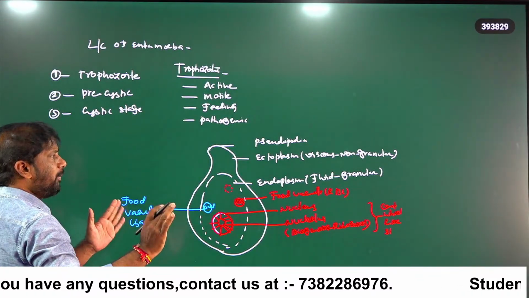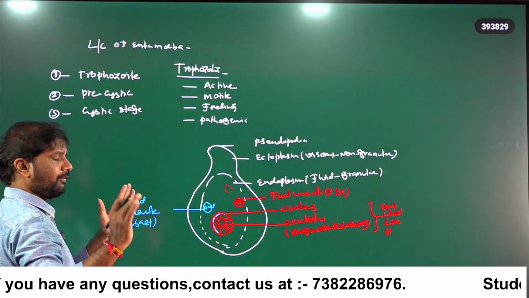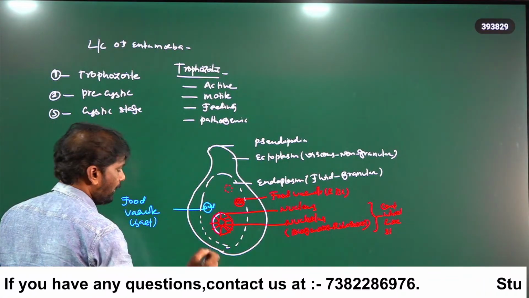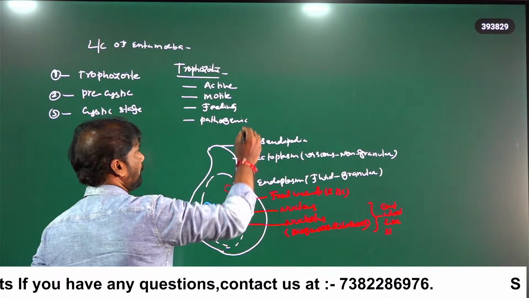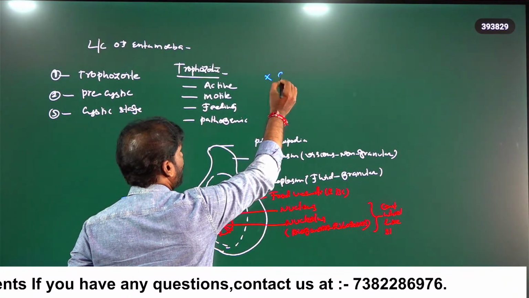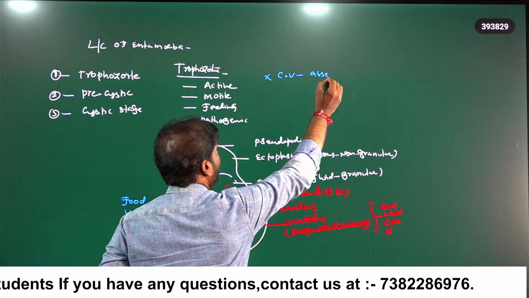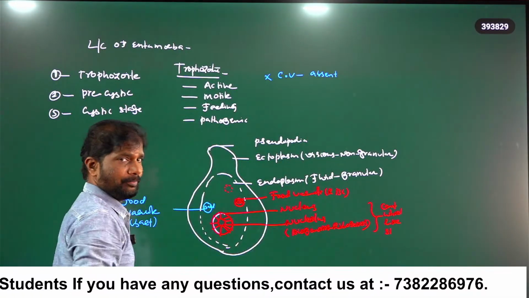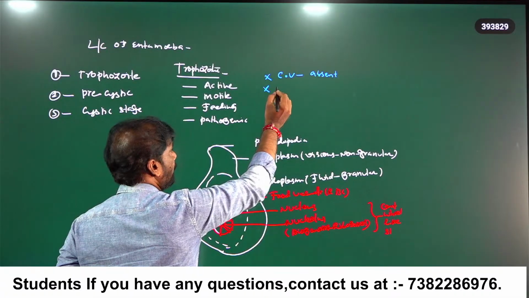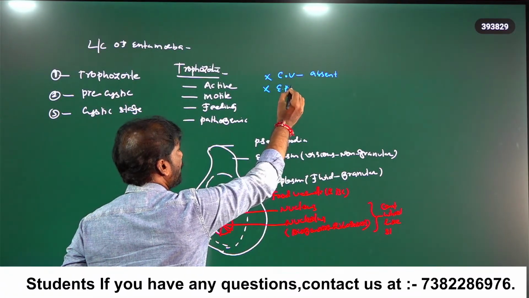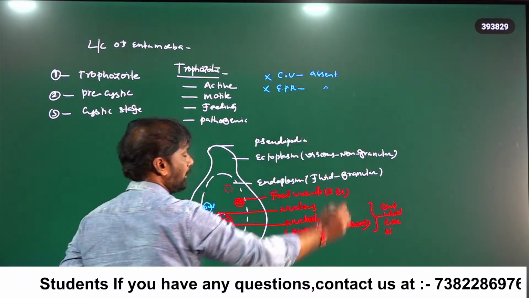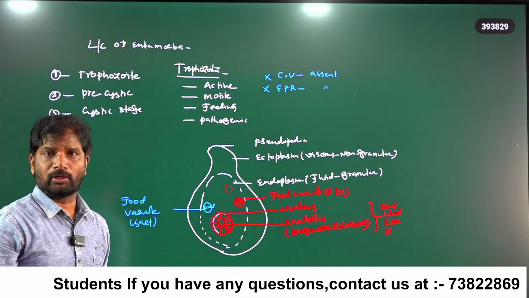So what type of cell organelles are absent? It is very, very important for NEET purposes as well as other exam purposes. Here the contractile vacuole will be absent. Second, the endoplasmic reticulum is also absent.